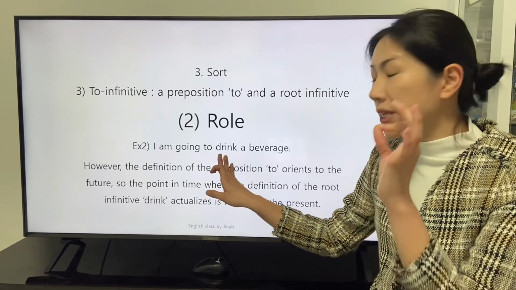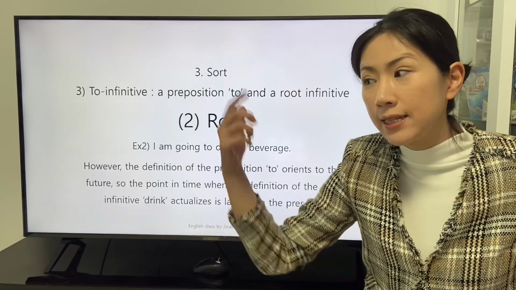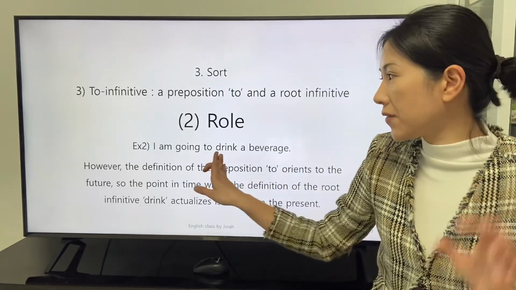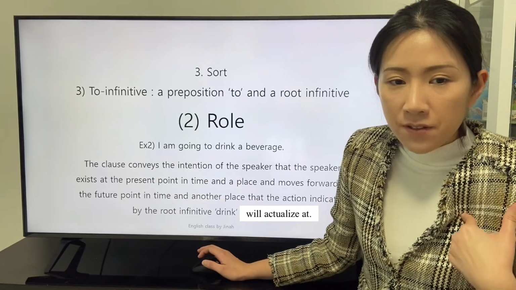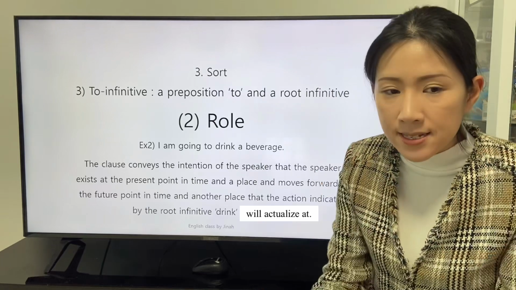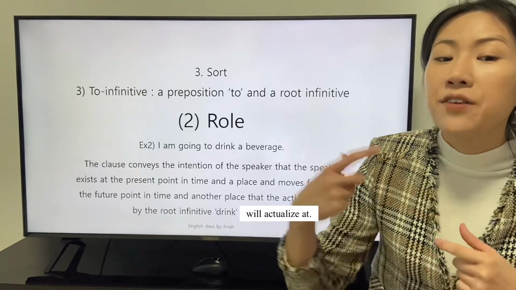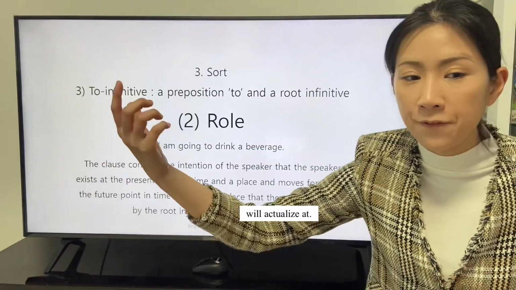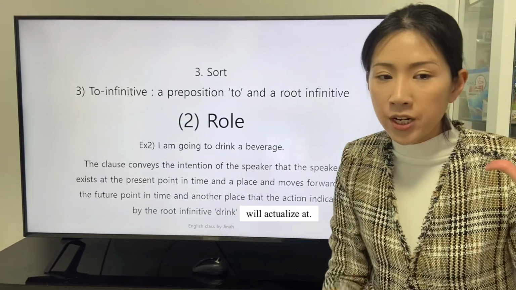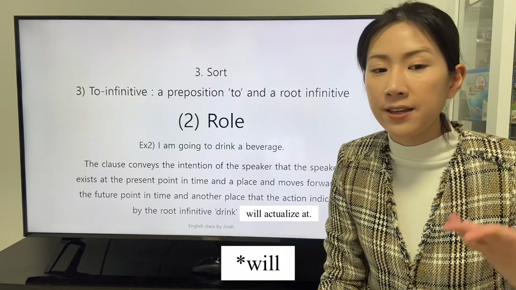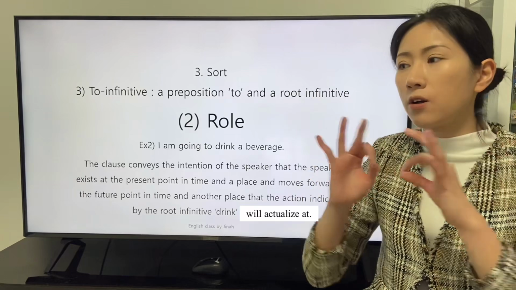proposed action indicated by the root infinitive is about the future rather than the present because of the definition of the preposition to. The clause conveys the intention of the speaker that the speaker exists at the present point in time and a place and moves forward to the future point in time and another place that the action indicated by the root infinitive drink actualizes at. So the speaker wants to convey the intention.